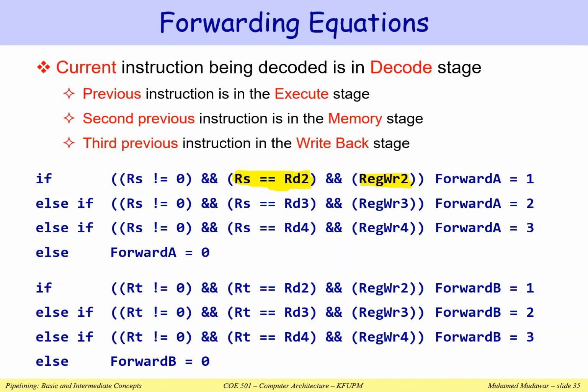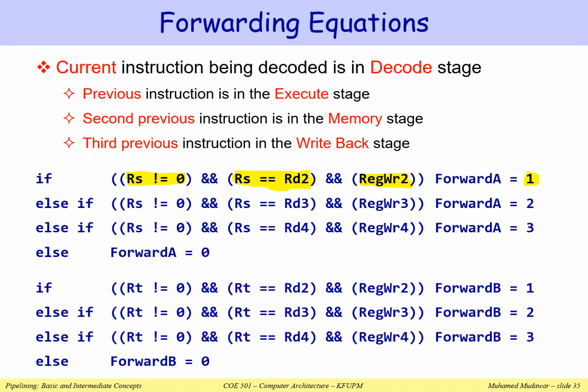Now notice that RS must be different from 0, because register R0 is hardwired to 0. So there is no need for forwarding if my source register is R0. So RS must be different from 0 to indicate that we are not really reading register R0. If this condition is true, then forward A will be equal to 1. That will be the value of forward A.